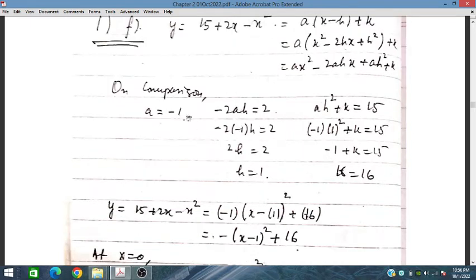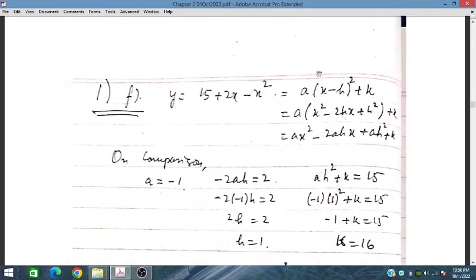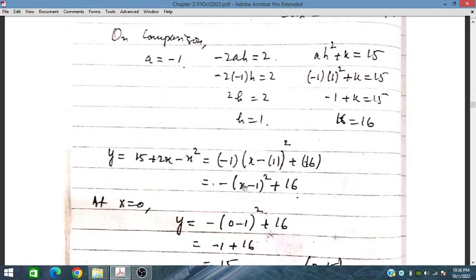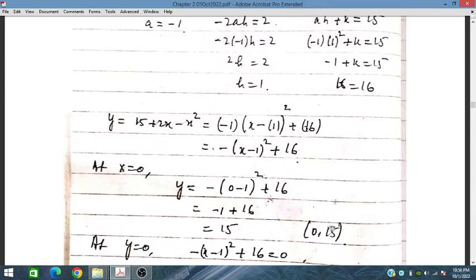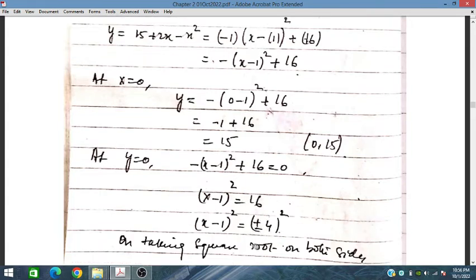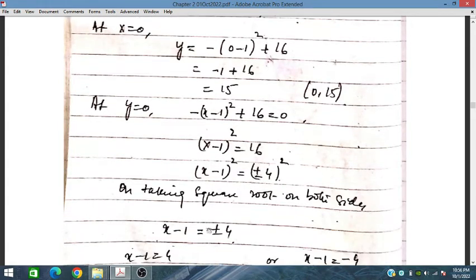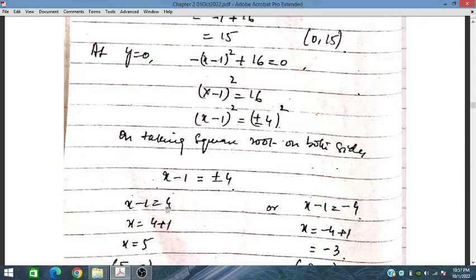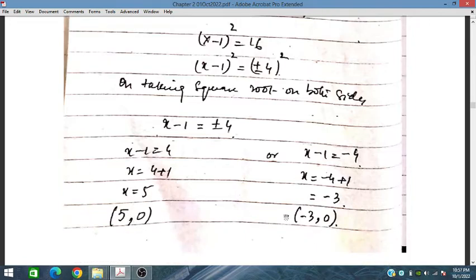And we can write down this a, h and k at this place to write this parabolic shape in this form, which is this. So this is the form of y. At x equal to 0, y is this, so one of the coordinates is 0, 15. At y equal to 0, taking square root on both sides, x minus 1 is equal to this. And from the plus side and from the minus side, we have these two values, 5, 0 and 3, 0.